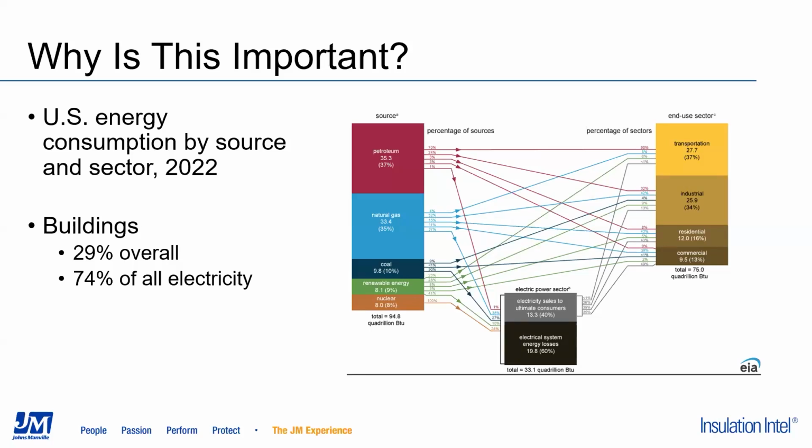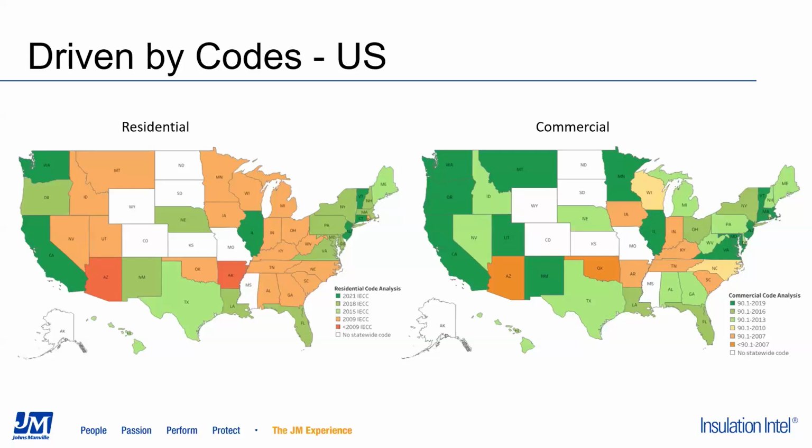And maybe even more importantly, buildings account for 74%, almost three quarters, of all electricity used in the United States. That's really the big reason why this is important. Buildings use a considerable amount of the energy that we consume here in the US and also in Canada.